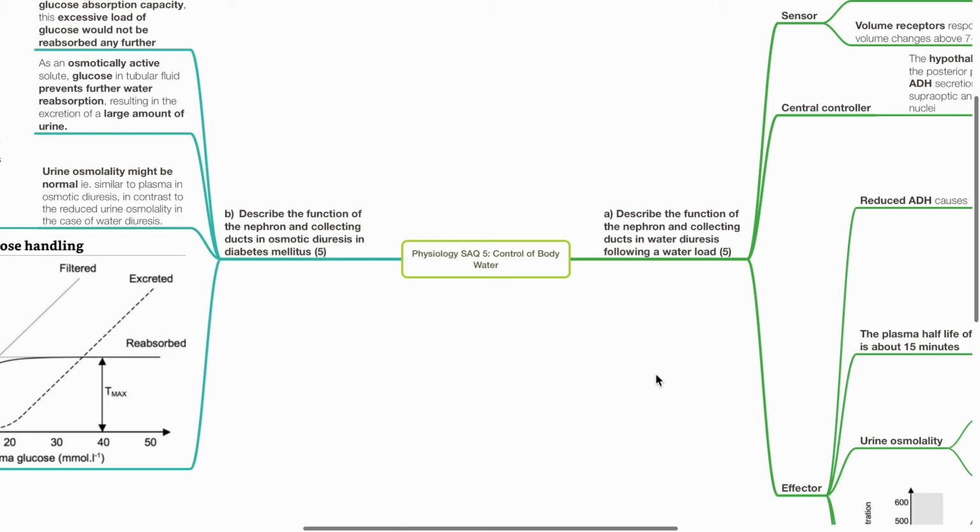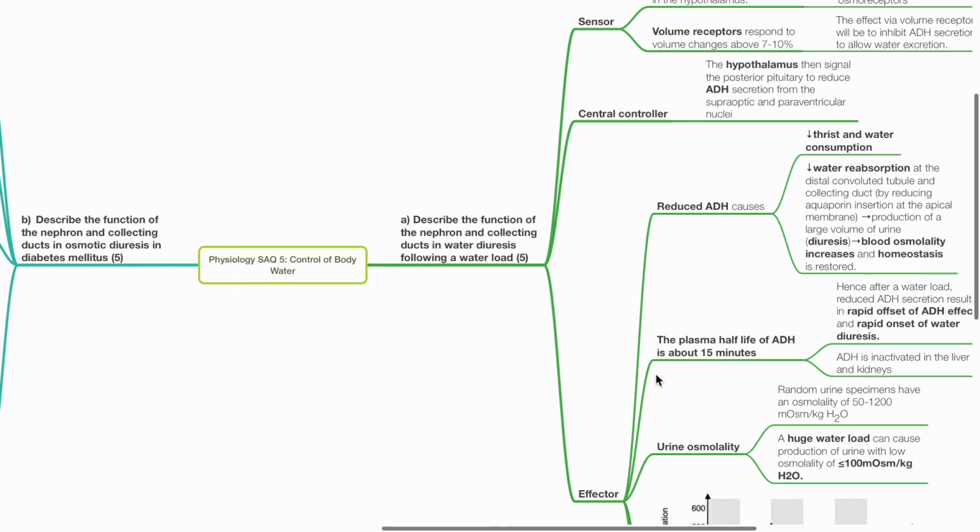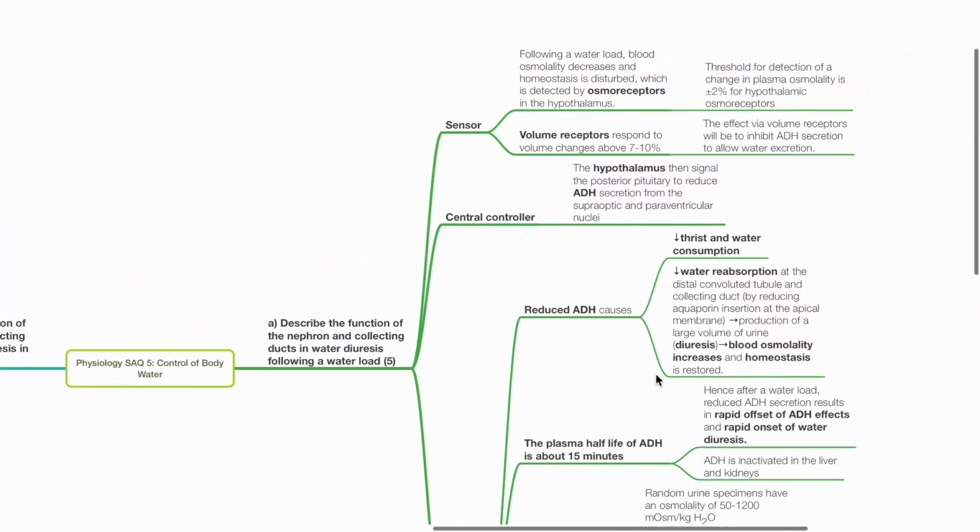Physiology SAQ5 Control of Body Water. A. Describe the function of the nephron and collecting ducts in water diuresis following a water load, 5 marks.